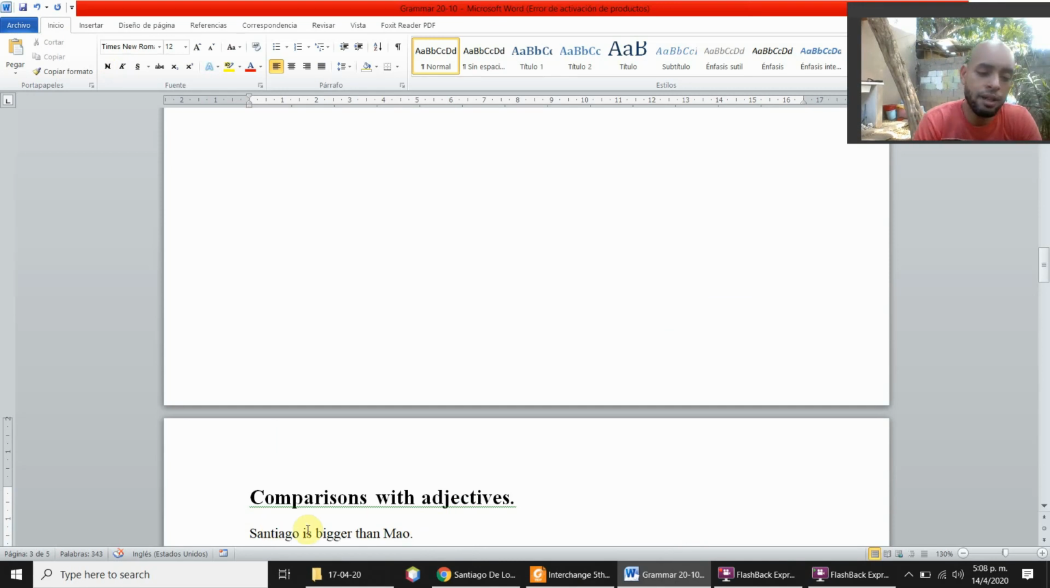Santiago is bigger than Mao. What do you think this means? Santiago is bigger than Mao. You're making a comparison and you're saying that Santiago is big, very big. The area of Santiago is more extensive than the area of Mao.